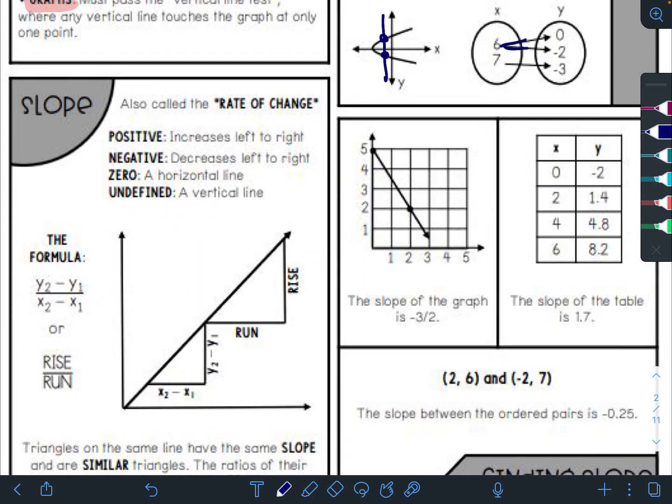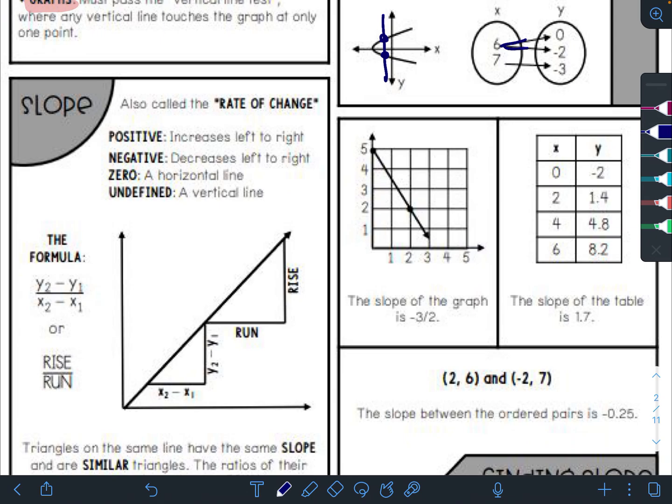Now, when we are looking at slope, we are doing rate of change. So when I'm dealing with slope, if I have a positive slope, that means that if I'm reading from left to right, it is going up. If I have a negative slope, it decreases from left to right. And then when I have a zero slope, it's a horizontal line. Undefined is if I have a vertical line.